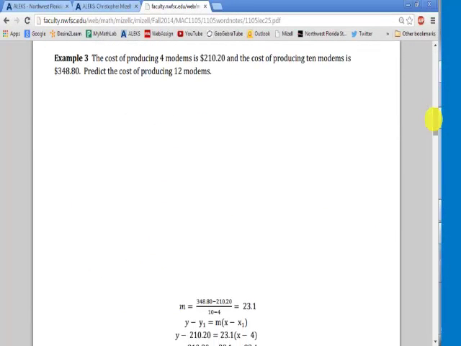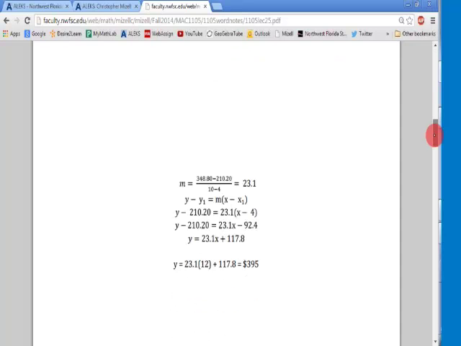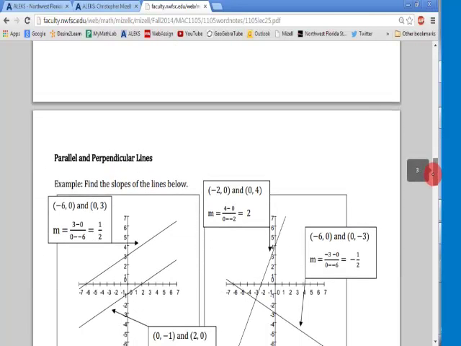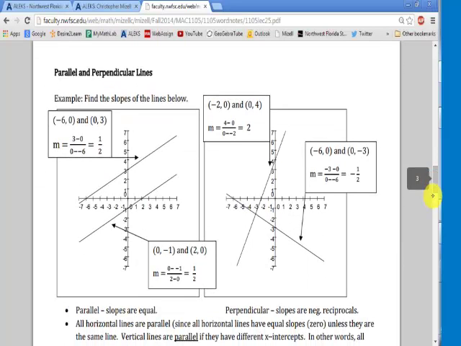Let's see. Example 3 is more of the same. I'm thinking it's going to seem disturbingly redundant. Cost of producing 4 modems, cost of producing 10 modems. It's worked out. Let me see if example 4 is going to give us something new and exciting. Well, maybe none of the above, but it's necessary nonetheless.